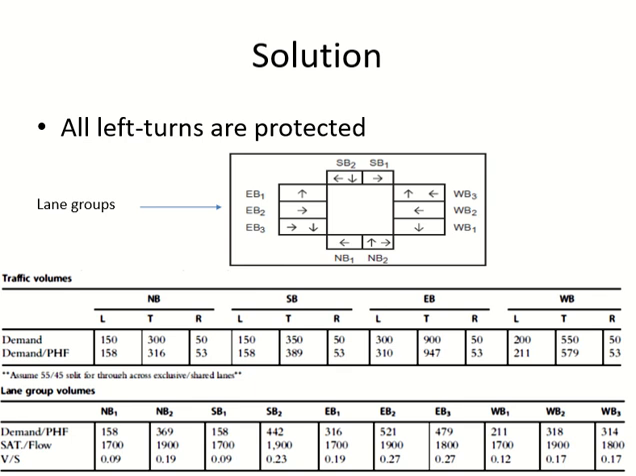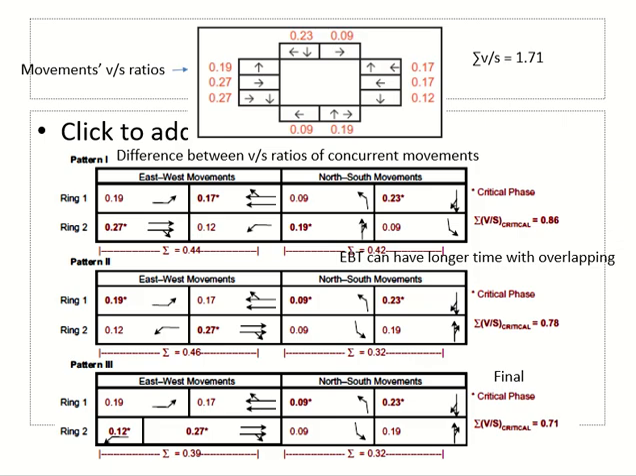This is the easiest thing to do, but this means what? When you did the summation of V by S ratio, it was more than 1, right? If you give one phase for each movement, in the end your flow rate is more than the total saturation flow rate, so this is not possible. If you have a problem in which the summation of V by S is 0.8 or 0.9, that means even if you give a phase for each lane group separately, it is still workable. But in this case it's not happening. It was 1.71.